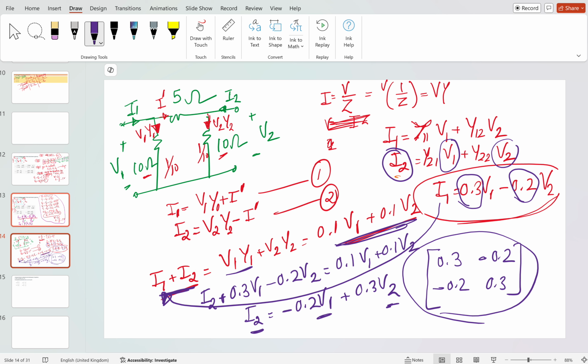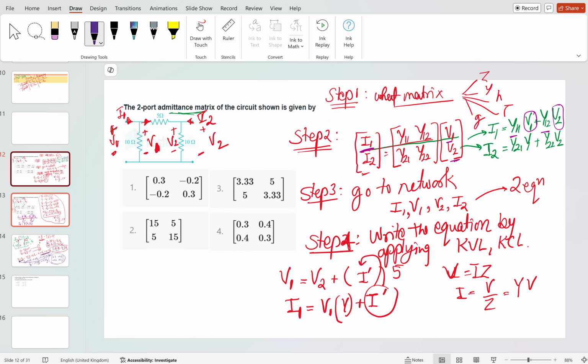So the important point is that you have to make the equation in such a way that you get the input variables of that parameter and also the output variables in terms of that. Here I have to find out the Z parameter. So I have to write the equation in the form of V1 and V2: the I1 equation in terms of V1 and V2, and the I2 equation in terms of V1 and V2.